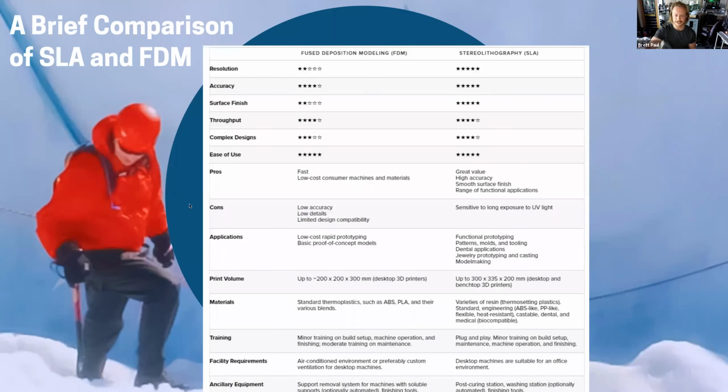Going down the list here, we don't need to hit everything necessarily. Print volumes you're going to see are pretty much the same. So if you're looking at one or the other, that isn't going to be a deciding factor. Materials is a big one.